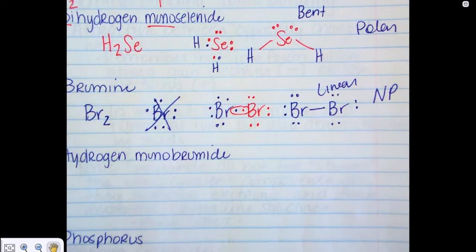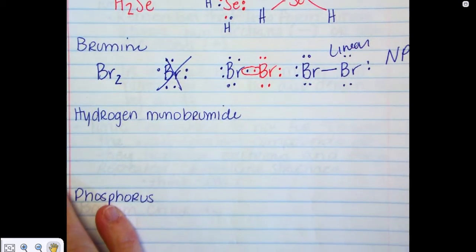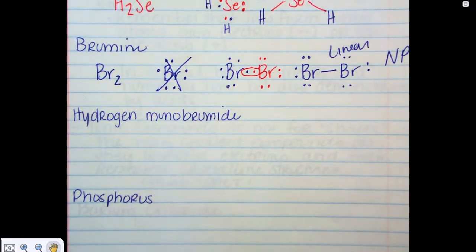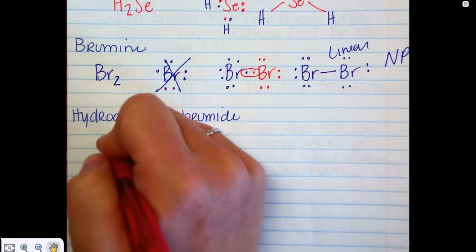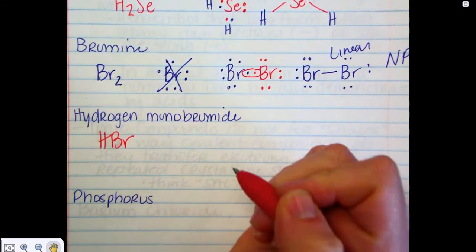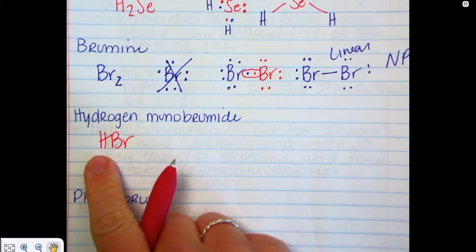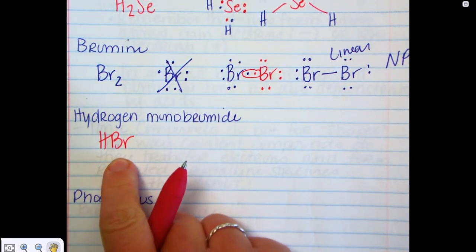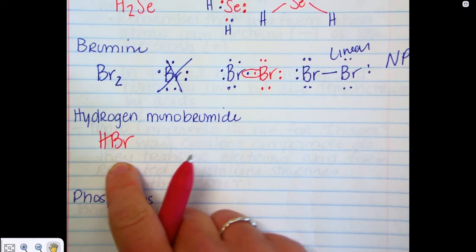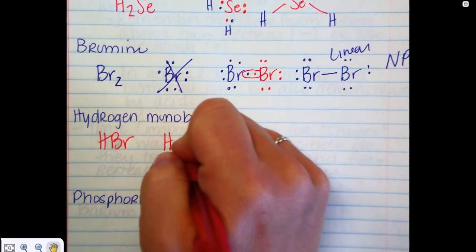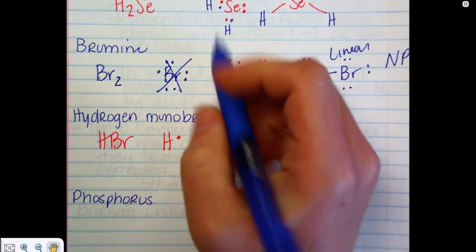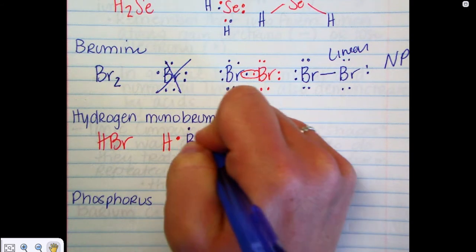Okay, we're going to contrast that with this next one down here, which is hydrogen monobromide, HBr. So think about this. Hydrogen in the 1A column can only make 1 bond. Bromine in the 7A column can only make 1 bond. They can each only make 1 bond. What do we imagine the shape's going to be? It's going to be linear. It's the only option. So here's my hydrogen with its 1 electron, and then my bromine with its 7.